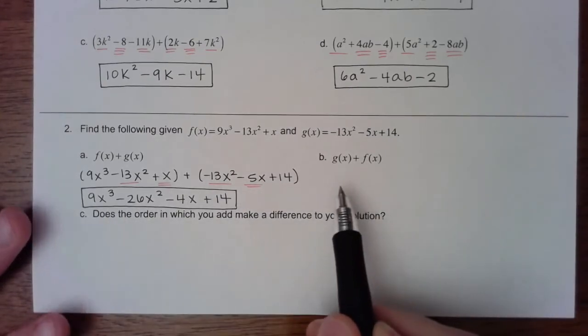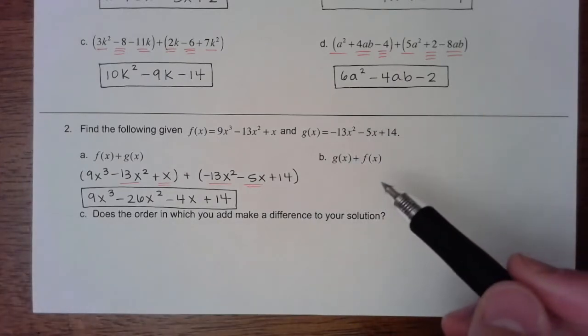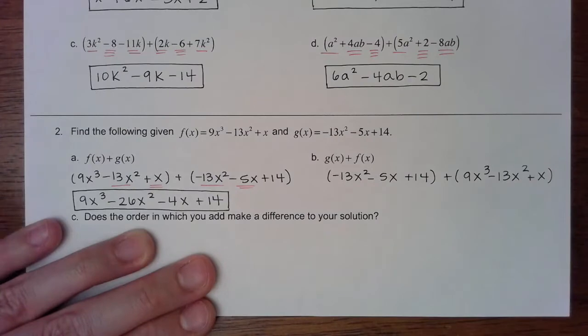In B, we're being asked to do the same thing, but we're going to put g of x first, and then put f of x second. And so that's what we've gone ahead and done here.